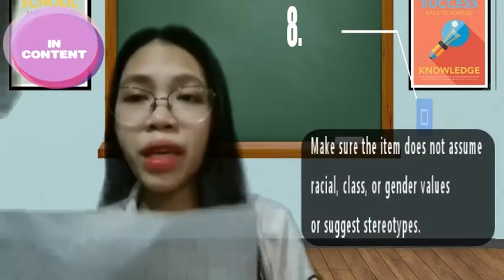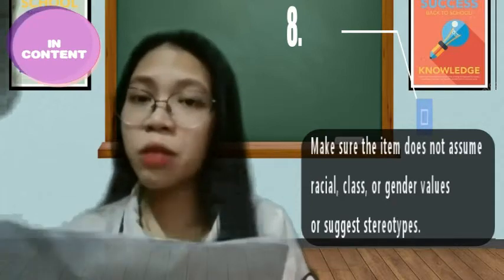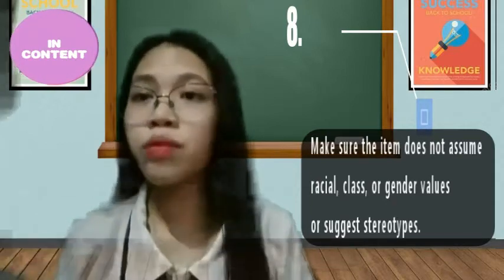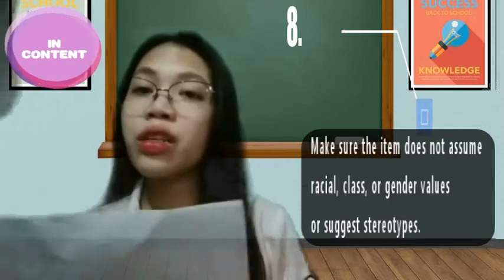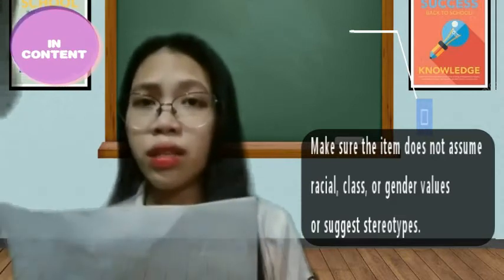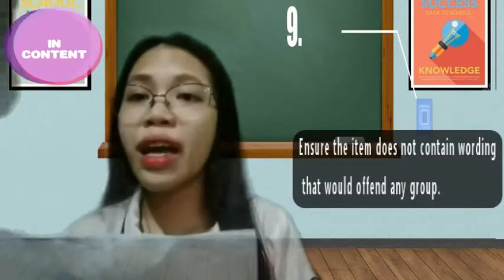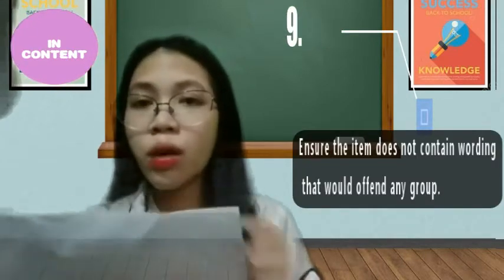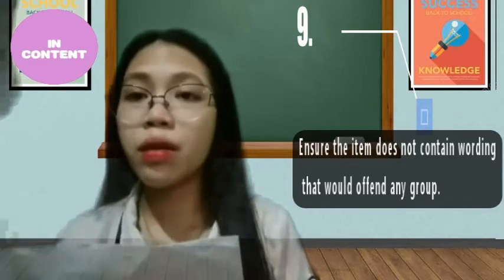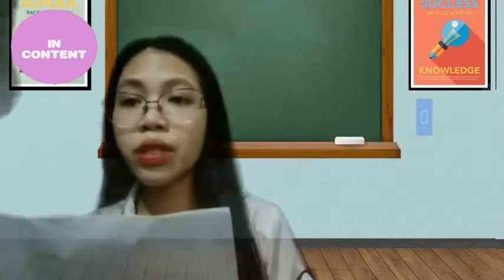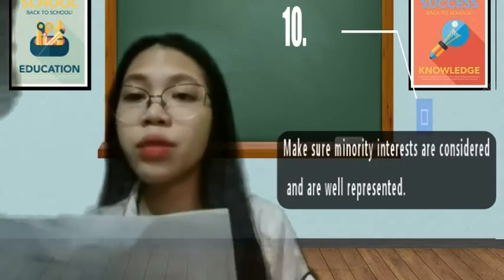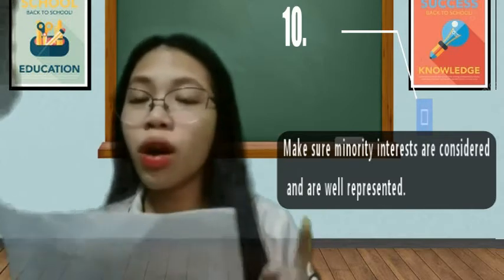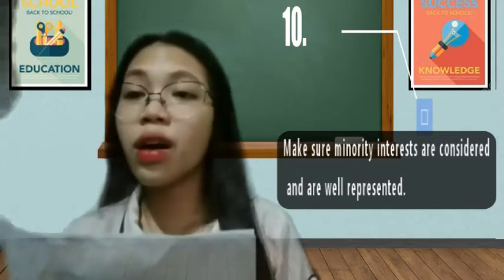Number 8. Make sure that the items do not assume racial, class, or gender values or suggest stereotypes. Number 9. Ensure the items do not contain wording that would offend any group. Number 10. Make sure minority interests are considered and are well represented.